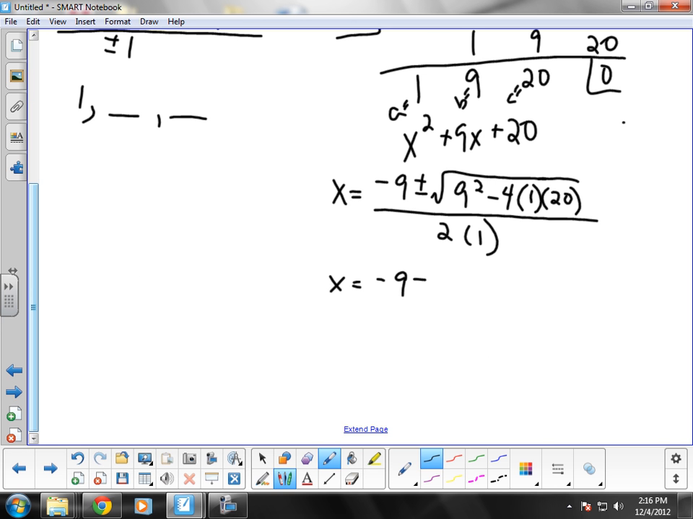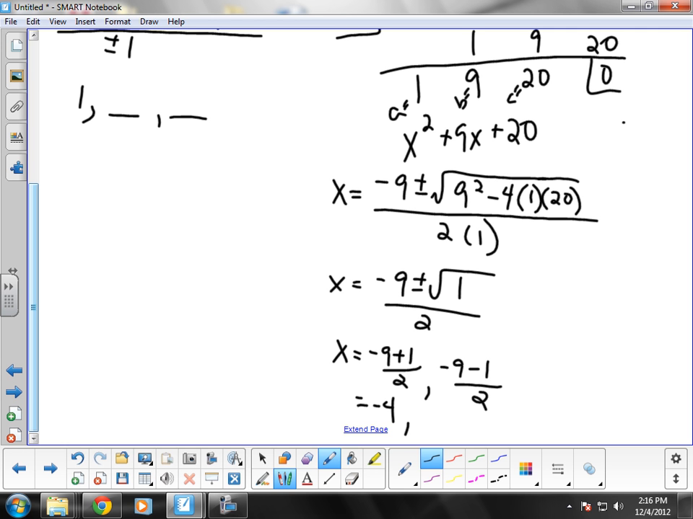So I got negative 9 plus or minus the square root of 1, isn't it? Because 9 squared is 81 minus 80 would be 1 over 2. So x is equal to negative 9 plus 1 over 2 and negative 9 minus 1 over 2. So I could have gone ahead and gone through my list and probably found these numbers. But, so that's 8 over 2, which is negative 4, and negative 10 over 2, which is negative 5.